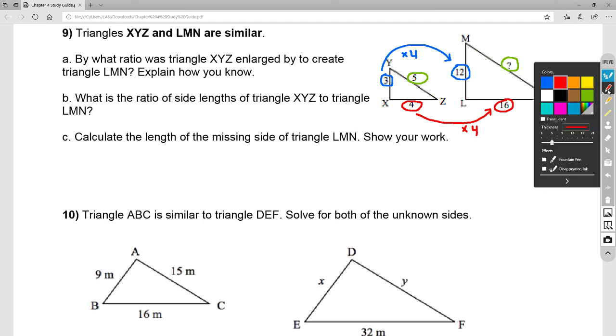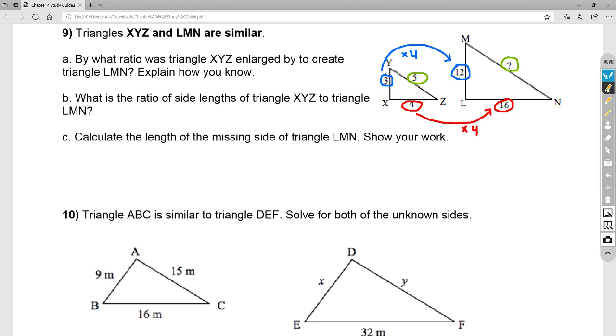So let's first write down our ratio. Again, ratio is written as a fraction here. It got enlarged 4 times as much. So one way I can write the ratio is 4 to 1. You can write it as a fraction 4 over 1. Or you can also write it 4 to 1. Those are our ratio.